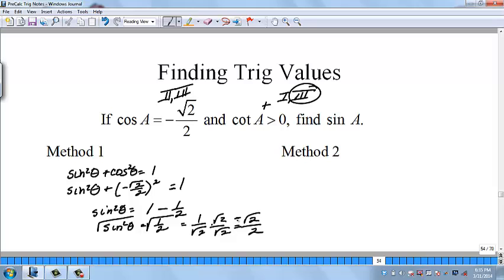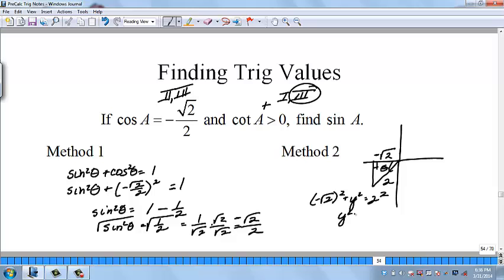Now, method 2, which I prefer, let's draw the picture. I'm in quadrant 3. Here's theta. They said that cosine is adjacent over hypotenuse. It's negative. This is the only thing that can be negative. So I do the Pythagorean theorem. So I do negative radical 2 squared plus, we'll call this, well, not x, we'll make it a y because that's really what it is, plus y squared equals 2 squared.